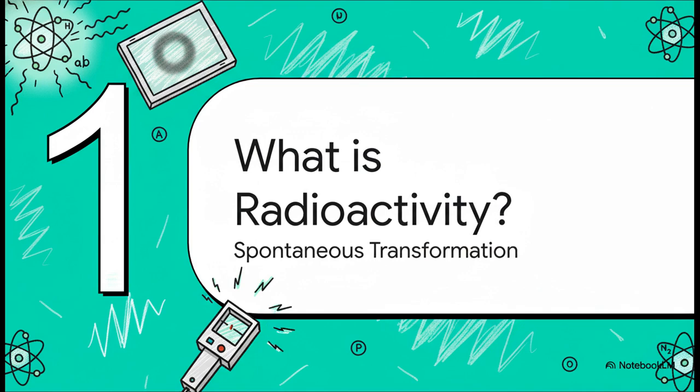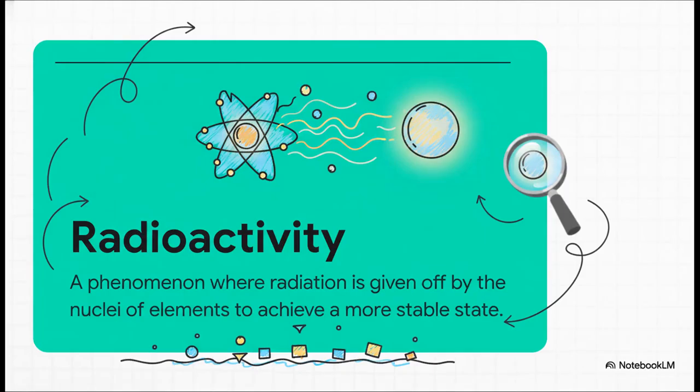Okay, so let's start at square one. What exactly is this natural phenomenon that Henry Becquerel just stumbled upon way back in 1896? What is going on deep inside an atom that makes it radioactive in the first place? Well, at its core, radioactivity is just a nucleus on a quest for stability. You can think of an unstable atom as being way too energetic, kind of jittery. And to calm down, it has to throw off that extra energy, either as a particle or as a wave. It's a totally natural, spontaneous way for it to just chill out and get to a more stable state.